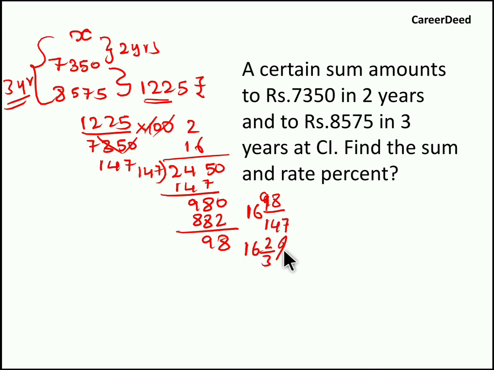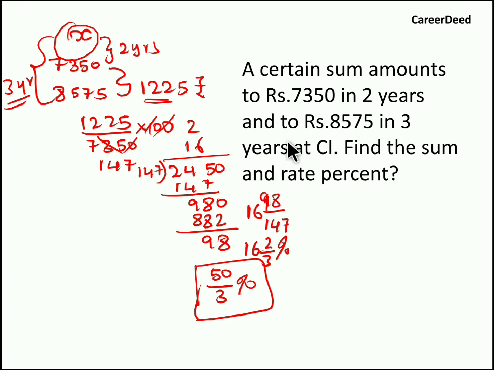So 16 into 2 by 3 is nothing but rate of interest for the particular transaction, right? So 16 2 by 3 can be written as proper fraction, like 48 plus 2, 50 by 3%. So rate of interest is 50 by 3% each, and you have to find the principal invested. So x is nothing but the principal invested. You have to find the x value.